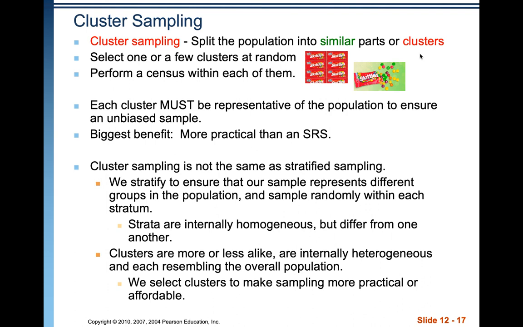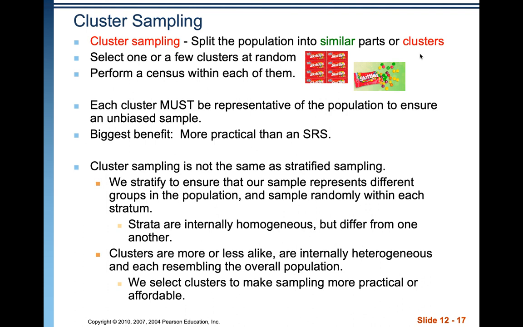The way this works is you just select one or a few clusters at random, and then you're going to perform a census within each one of them. Each cluster must be representative of the population to ensure an unbiased sample. The biggest benefit of this is it is much more practical than a simple random sample.